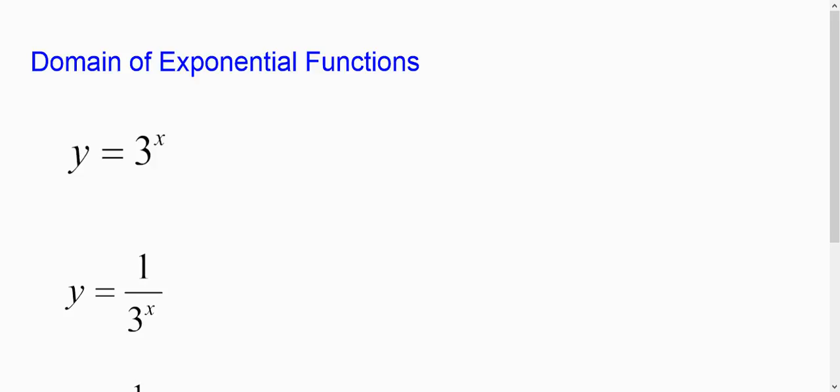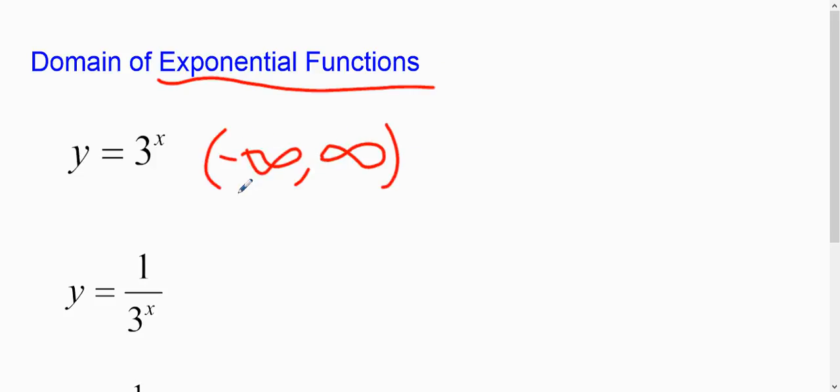You can also do 3 to the 0 power. That's okay. You get 1. You can also do 3 to the fractional power, like 1/2 or 1/3 or whatever. All of that works. So exponential functions, the domain is always going to be negative infinity to positive infinity, just like polynomial functions. Domain's negative infinity to positive infinity.